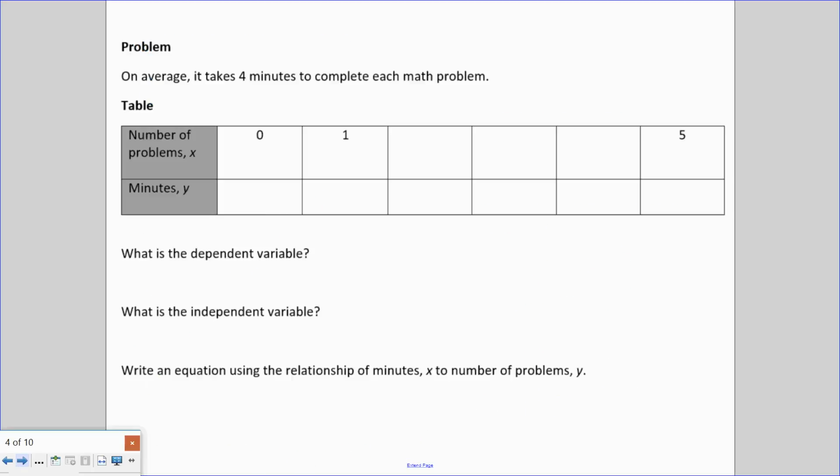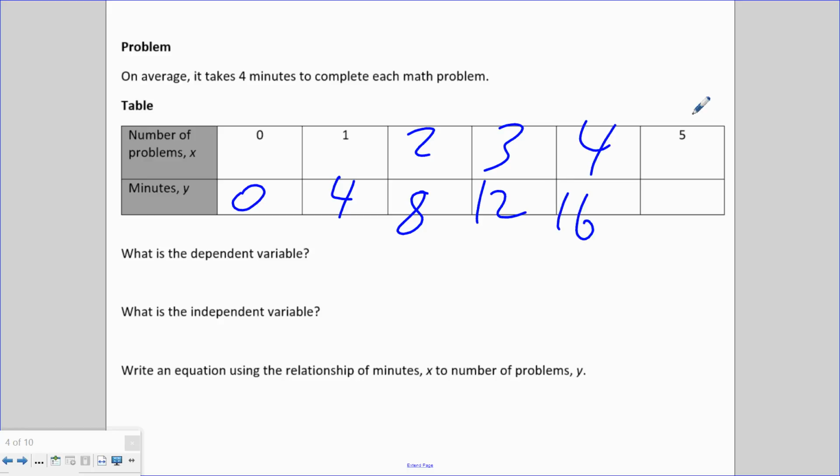Last but not least, our next one. On average, it takes 4 minutes to complete each math problem. So if you work for 0 minutes, you will definitely do 0 problems. If you work on 1 problem, it will take you 4 minutes. 2 problems, 8 minutes. 3 problems, 12 minutes. 4 problems, 16 minutes. 5 problems, 20 minutes. It takes 4 minutes to complete each math problem.